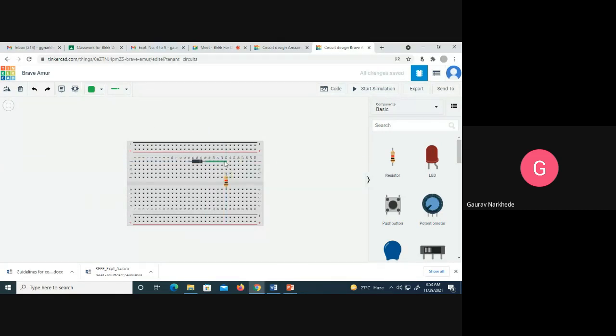And now this point is always connected, right? Because we have seen the breadboard, it is vertically shorted. All these lines are vertically shorted, right? Now what is the value of the resistor? That is 1 kilo ohm. Okay, that is not a problem.